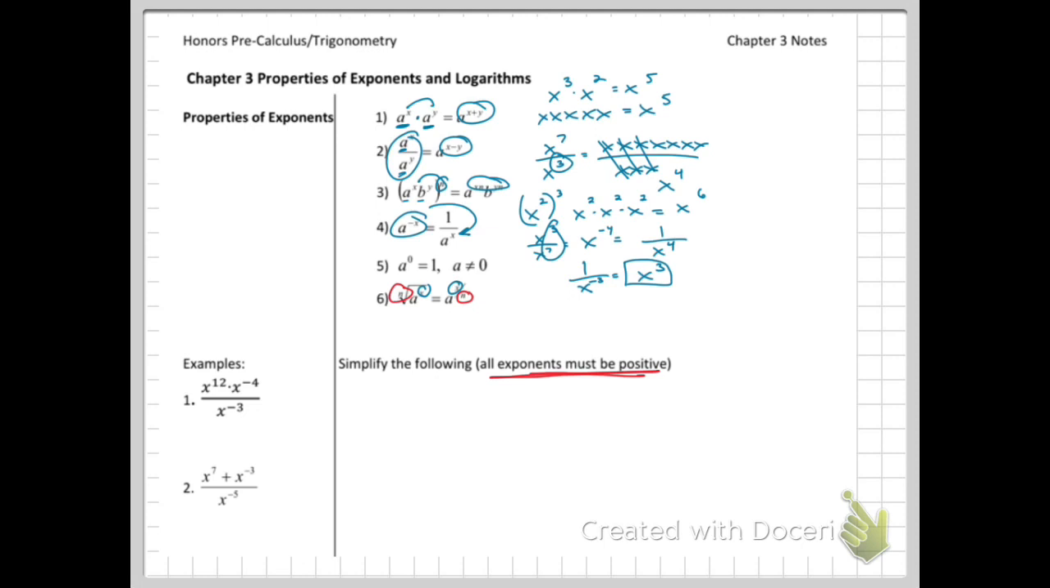So in number 1, I'm going to combine the top first. X times x, that means add the exponents. 12 plus negative 4 is 8. Then the negative exponent rule says I move those to the top. You don't have to show all this work because there's more than one way to do it, and some of this you can do in your head. If I move it to the top, I'm going to add them together. X to the 11th is going to be my answer.